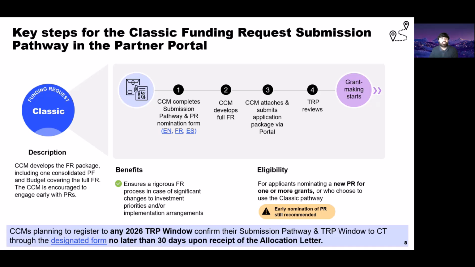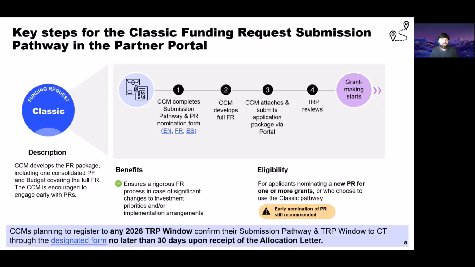In addition, in this form, the CCM can also select which TRP window they would like to come for, Windows 1, 2, or 3, for which I will share the timelines also in a few slides over. Once the CCM has completed this form, this will then allow the Global Fund to internally start and create the funding request. This funding request, the country team will then share with you, and this funding request will then be available for the CCMs to access within the partner portal.